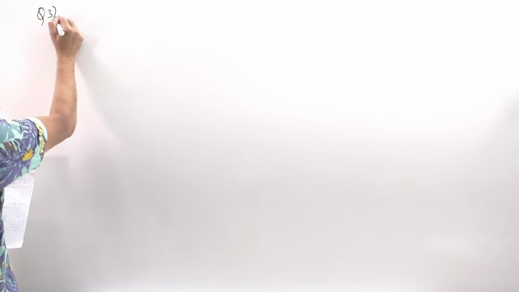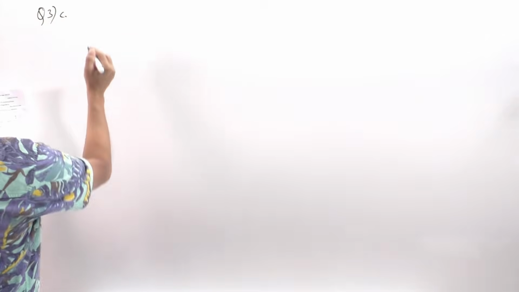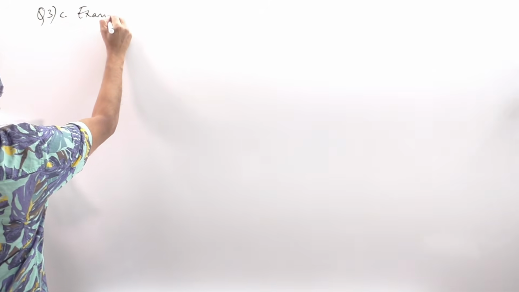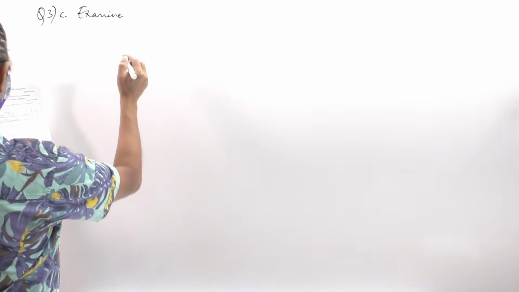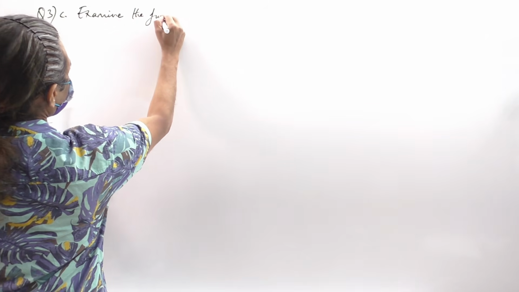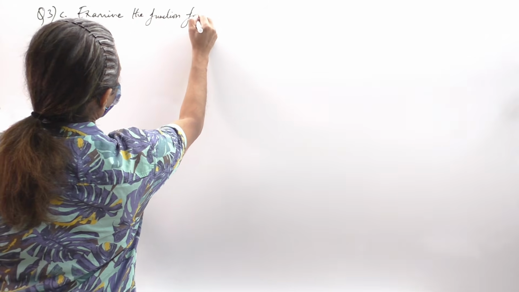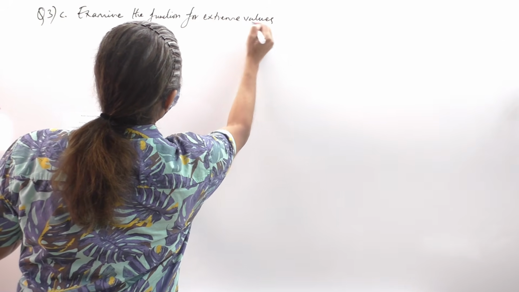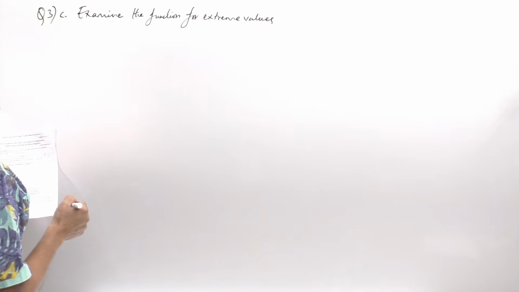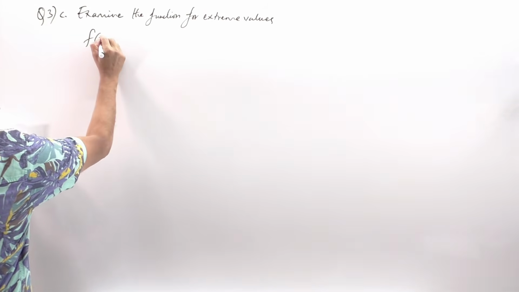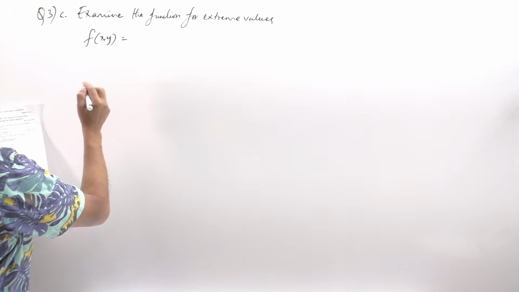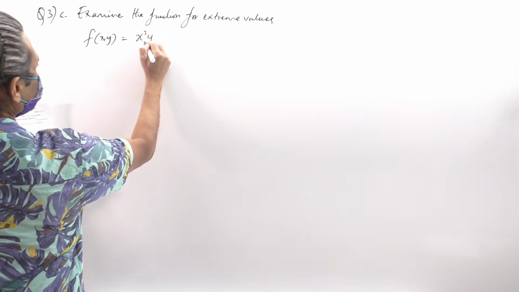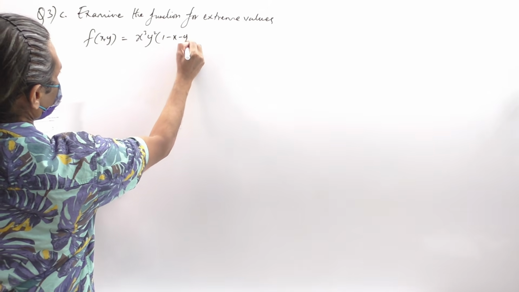Now moving on to question 3c. So question 3 says, examine the function for extreme values. f(x, y) = x³y²(1 − x − y).